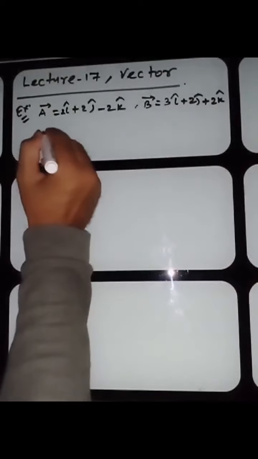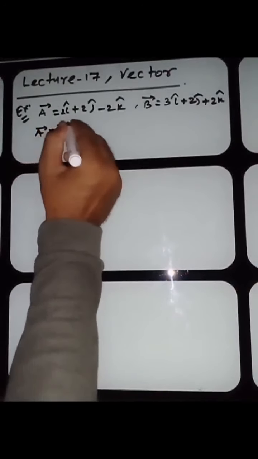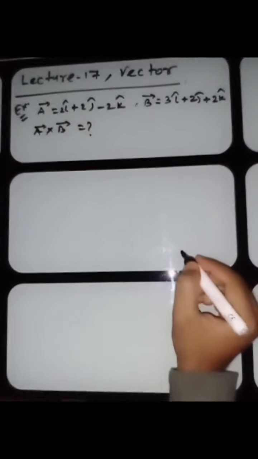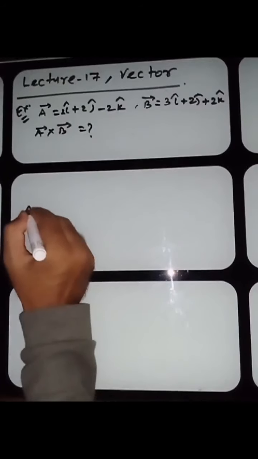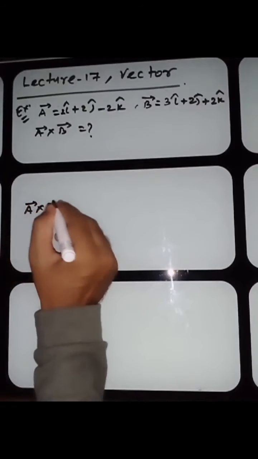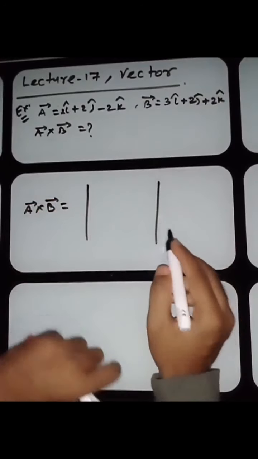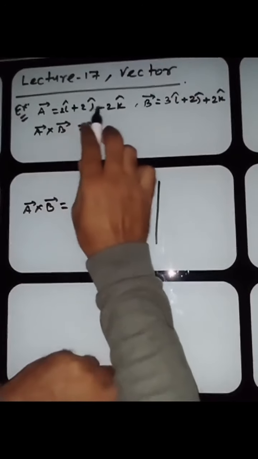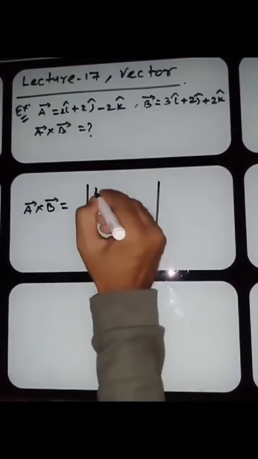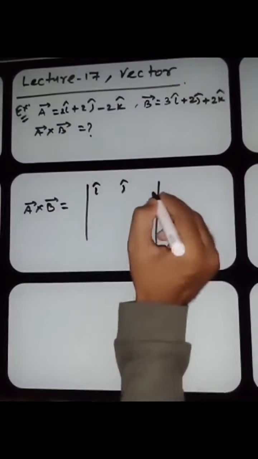I have to find a cross b. All right, a cross b. So how will we find it? My dear students, look here carefully. A cross b will be written as a determinant. Remember, i, j, k is common, so you have to write i, j, k over here.